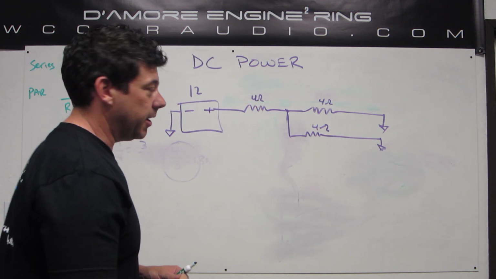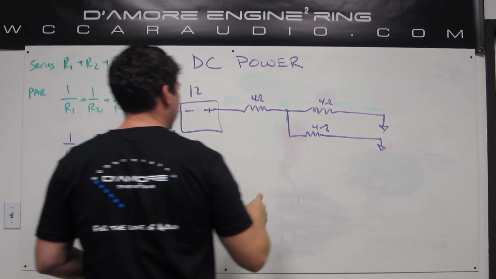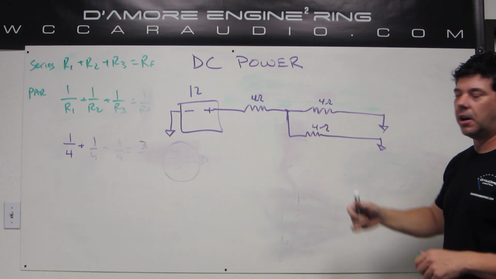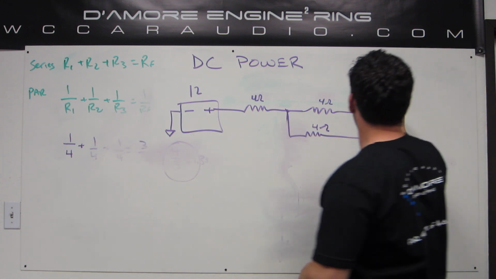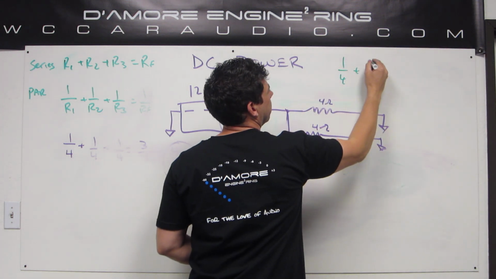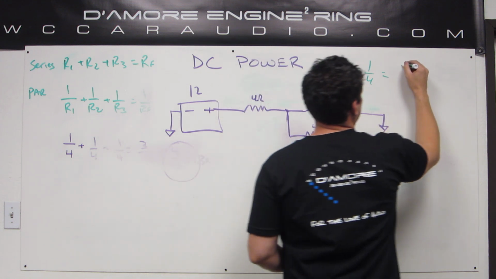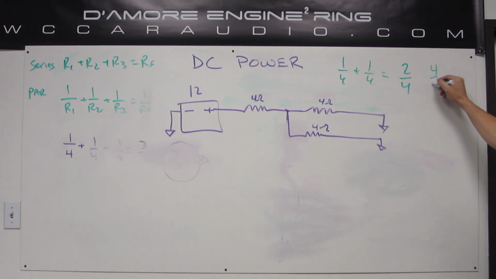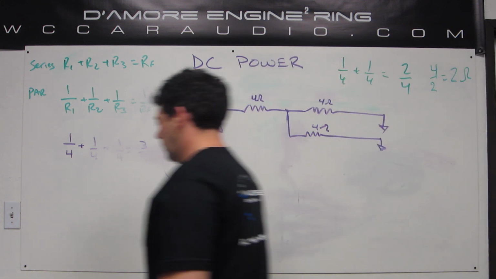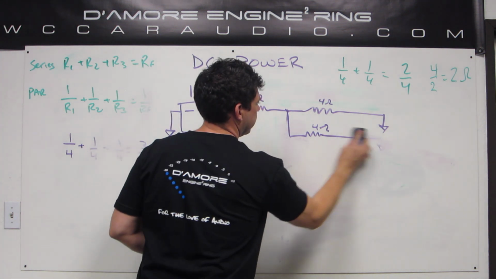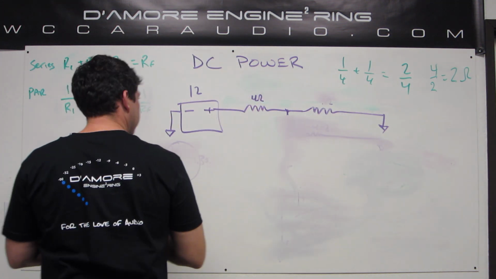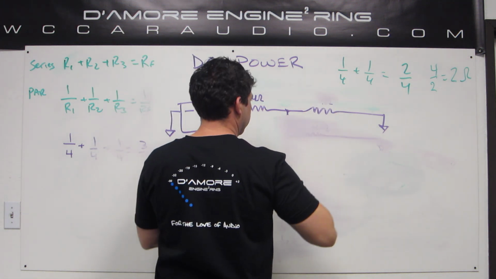So that's the same exact circuit, we just redrew it. And then we know that the two 4 ohm loads in parallel is 2 ohms, but we can prove it with that math that we just learned. 1 over 4 plus 1 over 4 equals 2 over 4. We invert this, it's 4 over 2 or 2 ohms. So since we can prove that, we can just erase this and call this a 2 ohm load for now, just so we can solve it.